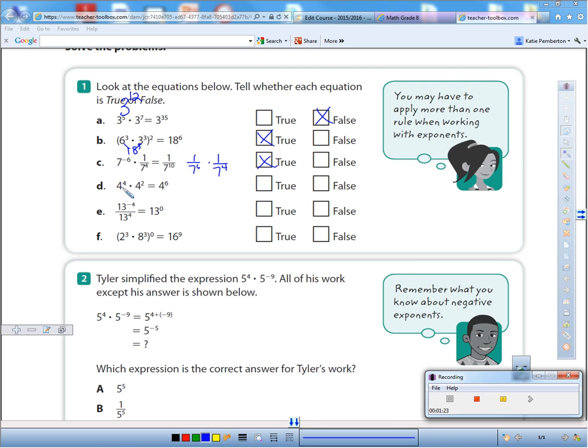As you're looking through this, if you expand them, picture your 4s, add those exponents, and you'd be left with 4 to the 6th. That's true.